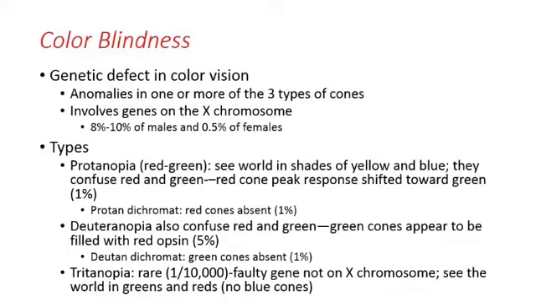Deuteranopia, or a deuteranope, would also confuse red and green. The green cones appear to be filled with red opsins, so the curve of response for the green cones is actually responding more to red. The deutan dichromat has no green cones, and they just have red and blue cones, but that's again pretty rare. Even rarer is something called tritanopia. It occurs in about 1 out of every 10,000 people. It's a faulty gene, not on the X chromosome. They tend to see the world in greens and reds and don't have any blue cones.